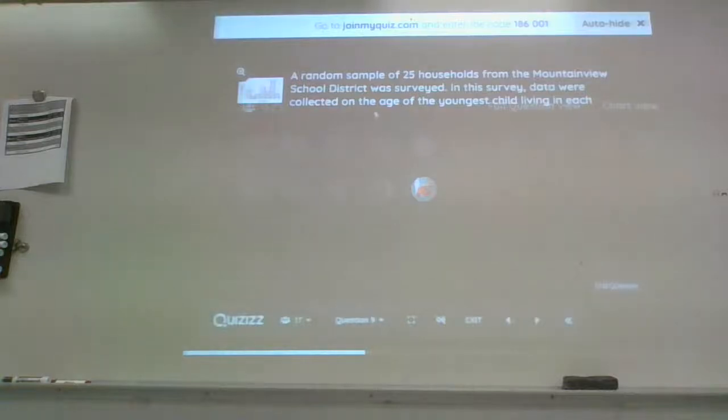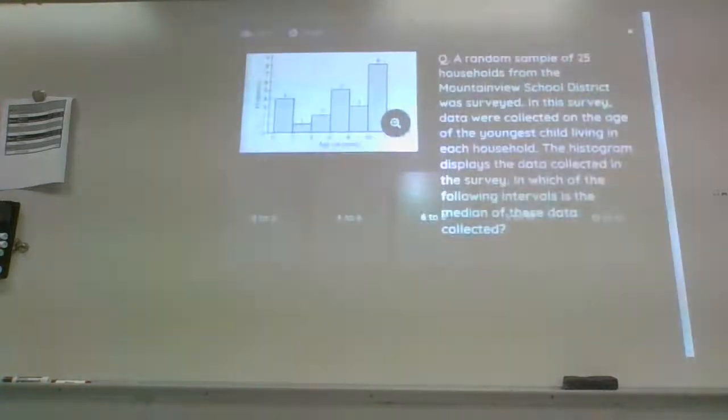And let's take a look. There it is, full question view. Let's go through this one at a time. A random sample of 25 households from the Mountain View School District was surveyed. Data were collected on the age of the youngest child living in each household. The histogram displays the data collected. In which of the following intervals is the median of these data? You guys have dealt with median for a very long time, the middle data point. I'm just going to let you answer this one, and then let's see what happens.